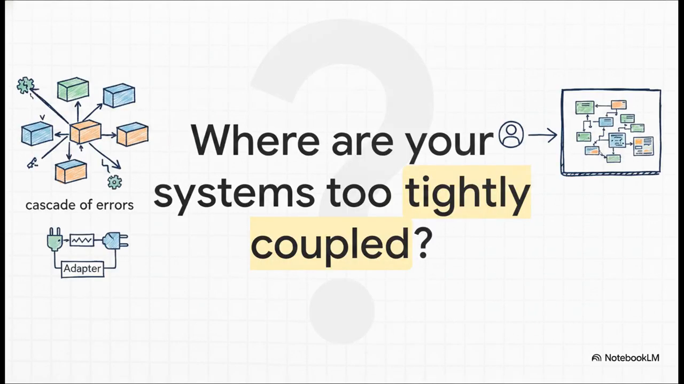So I want to leave you with a challenge. After everything we've covered today, take a hard look at your own code. Where are your systems too tightly coupled? Where does a simple change in one file cause a massive cascade of errors in another? Most importantly, which structural pattern could save that code? Are you forcing incompatible APIs together without an adapter? Are your classes way too complex without a facade? Stop just writing code and start architecting brilliant, flexible systems.